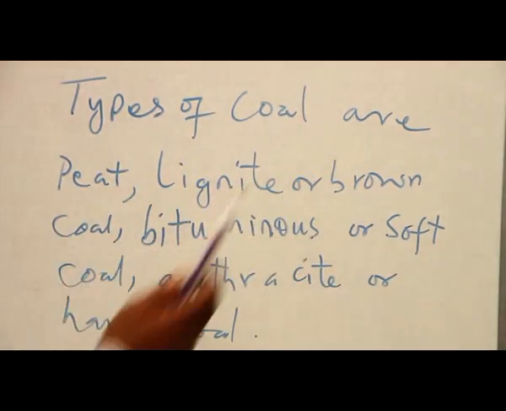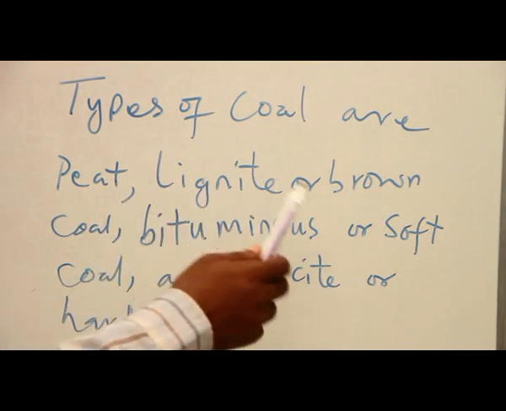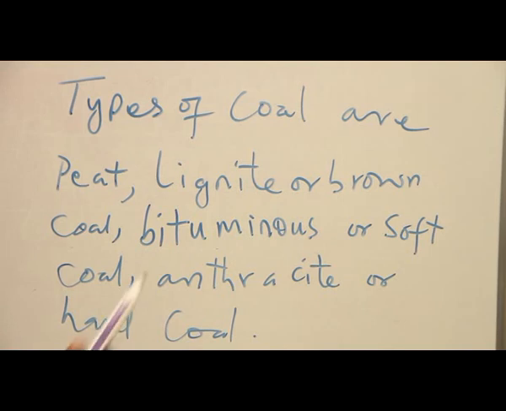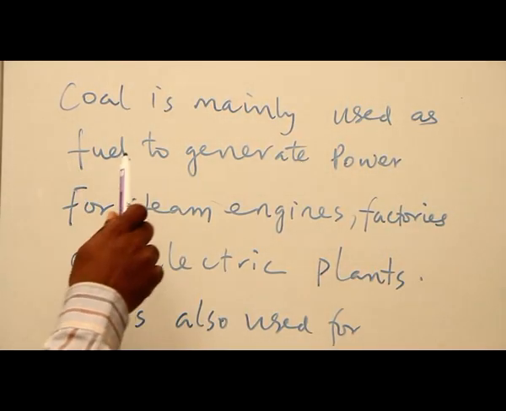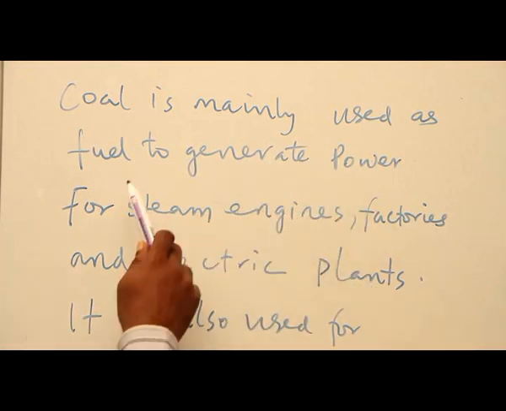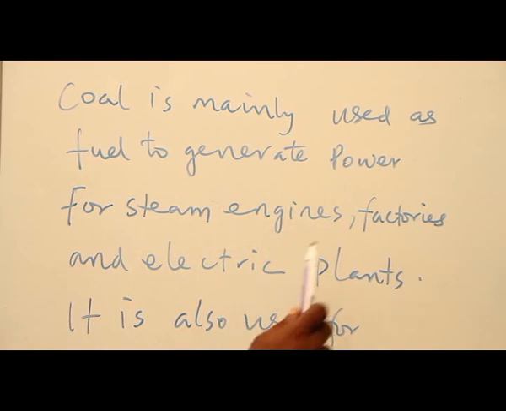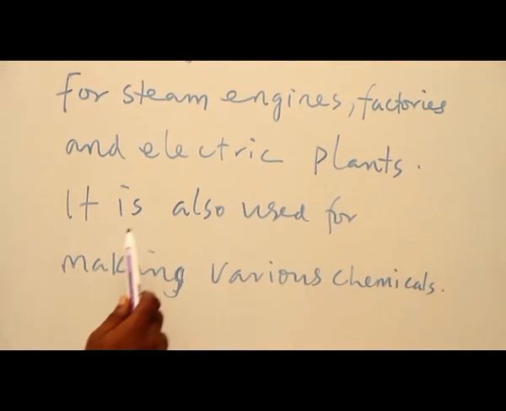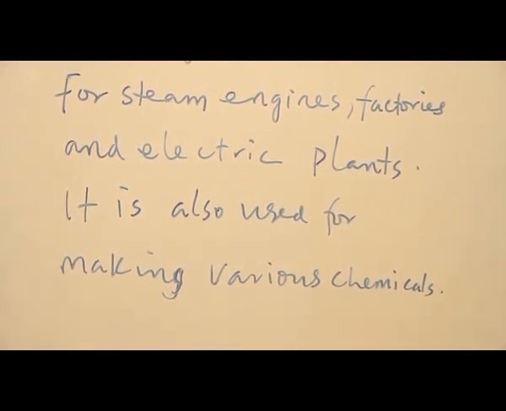Types of coal are peat, lignite or brown coal, bituminous or soft coal, anthracite or hard coal. Coal is mainly used as fuel to generate power for steam engines, factories, and electric plants. It is also used for making various chemicals.